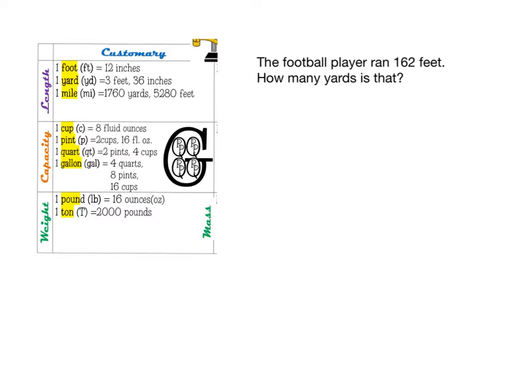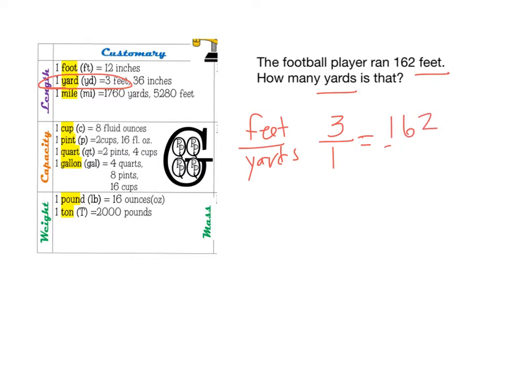So when we're looking at the problem, the football player ran 162 feet. How many yards is that? So we spent last week learning about proportions. We're going to use those to solve these problems. So I have feet and yards in the problem. So I need to go over to the chart and I can find right here. It says 1 yard is 3 feet. So I'm going to set up feet over yards. So that's 3 feet in every 1 yard. My problem has 162 feet, but I don't know how many yards that is yet.